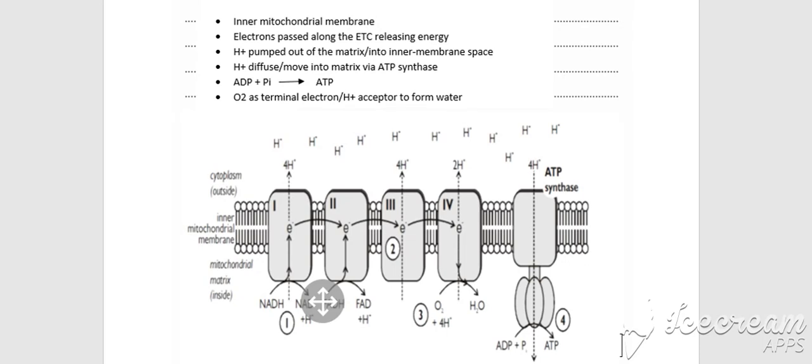This is where the electrons are going to find their way along the electron transport chain, and they're going to release energy as they go along the electron transport chain. Therefore, the hydrogen ions can now be pumped out of the matrix into the intermembranous space, and they can be pumped against that concentration gradient. And that will therefore mean that you get a concentration gradient of hydrogen ions building up.